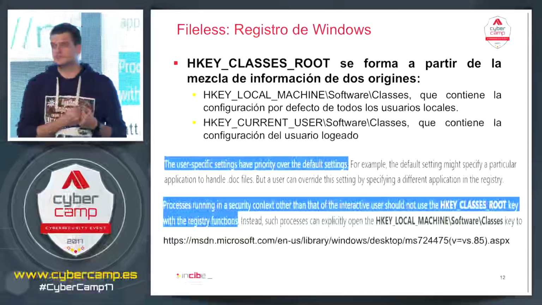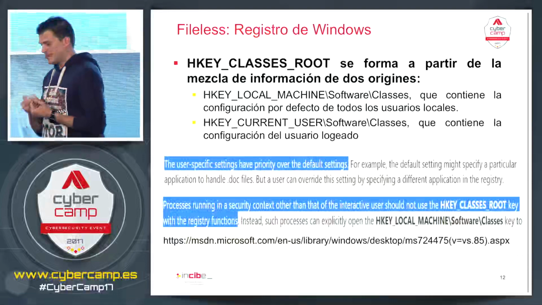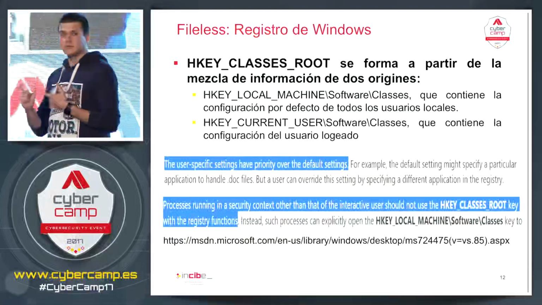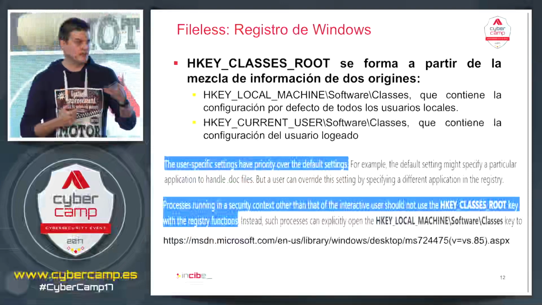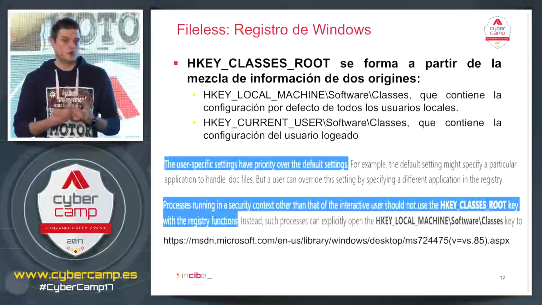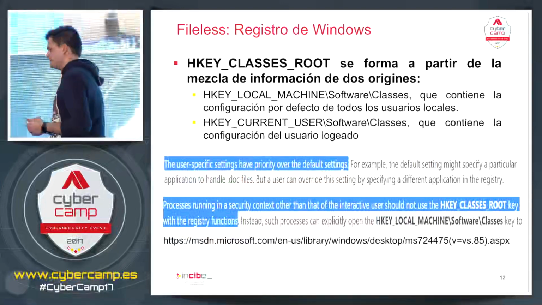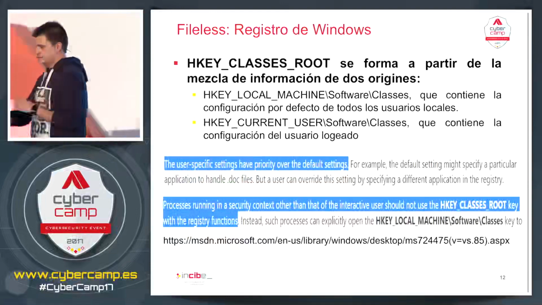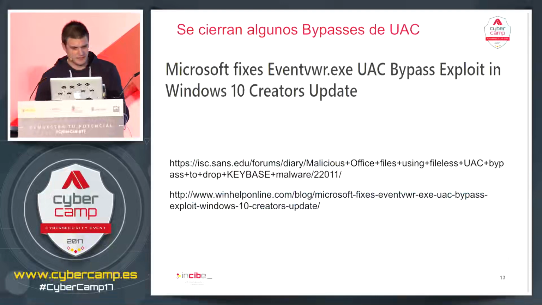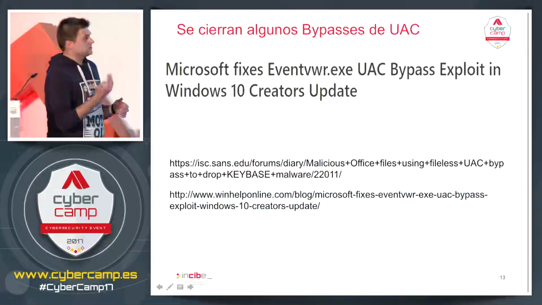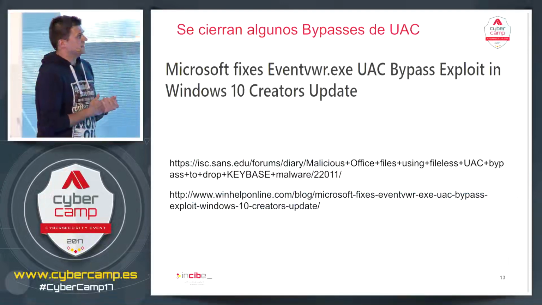But what we're going to do with the fileless is tamper with the Windows register. So by way of this interaction, we will see how UAC bypass can be done without any interaction with the disk, which is pretty interesting. Let's see it in practice.